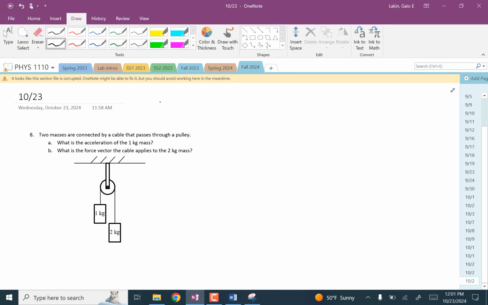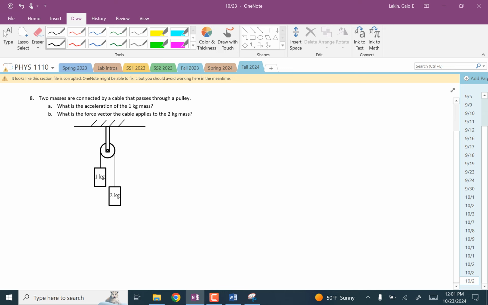All right, so we've got these two masses connected to each other by a cable that passes through this pulley. We want to calculate the acceleration of the 1 kilogram mass, and then the force vector the cable applies to the 2. So this is one of those cases where you have two connected bodies, but their accelerations are not going to be the same, because if one's going up, the other one's going down.